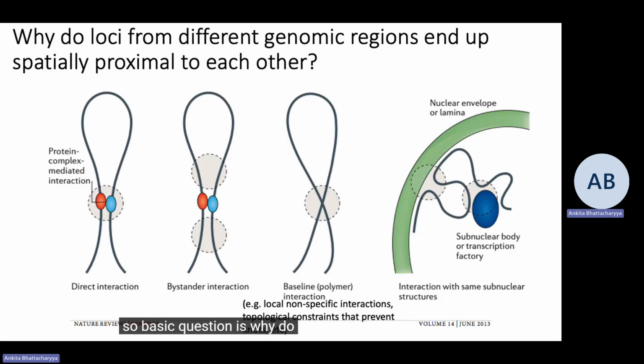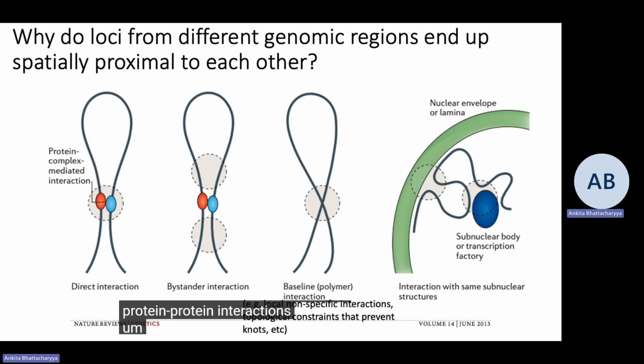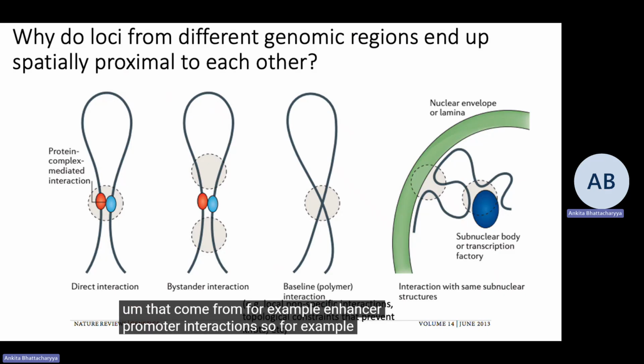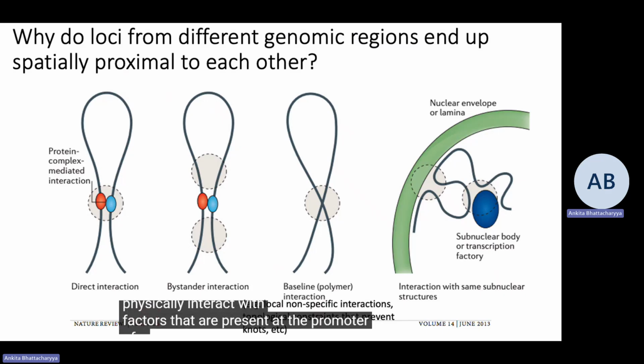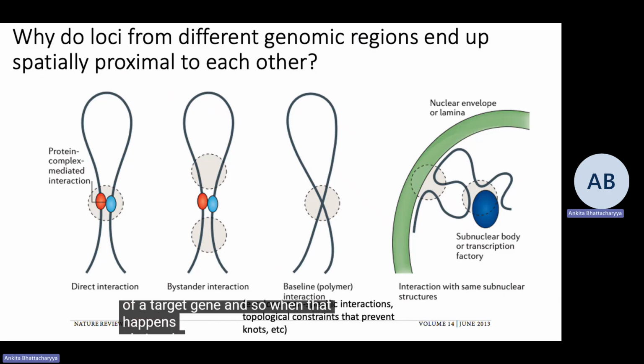So the basic question is, why do different genomic loci that are potentially distal to each other on the linear chromosome end up being close in physical space? And so the first reason is that there could be protein-protein interactions that come from, for example, enhancer-promoter interactions. So for example, transcription factors that are bound at enhancers at some point typically need to physically interact with factors that are present at the promoter of a target gene. And so when that happens, obviously something like chromatin looping has to happen.